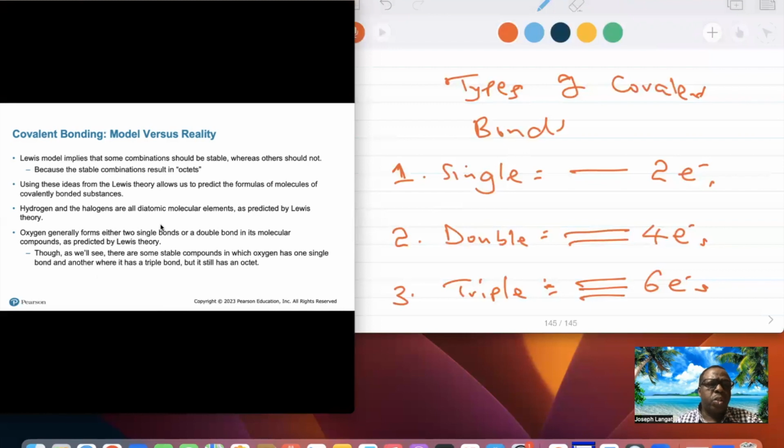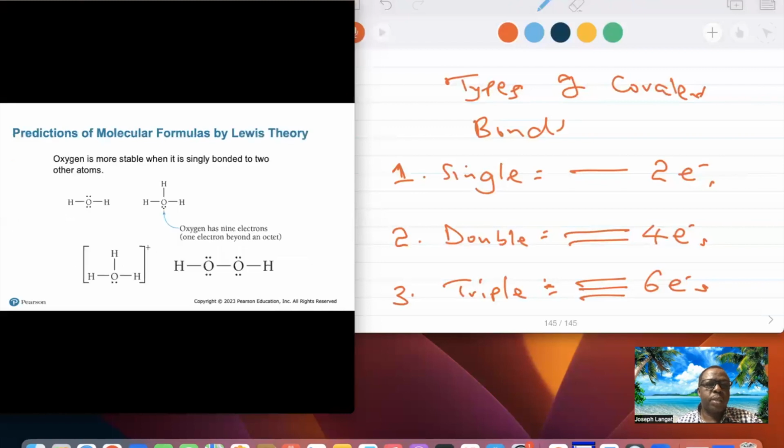Like the previous section, covalent bonding model versus reality. The Lewis model implies that some combinations should be stable, whereas others should not, because a stable combination results in the octet rule. In other words, elements or atoms end up with 8 to be stable, except for hydrogen, of course. Please read more on covalent bonding in reality versus the Lewis model.